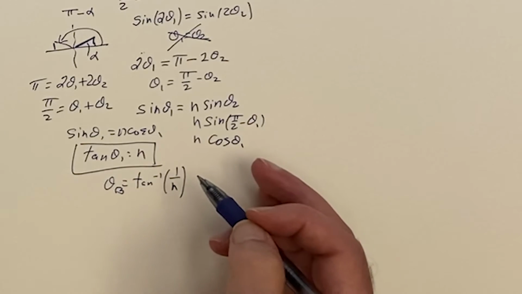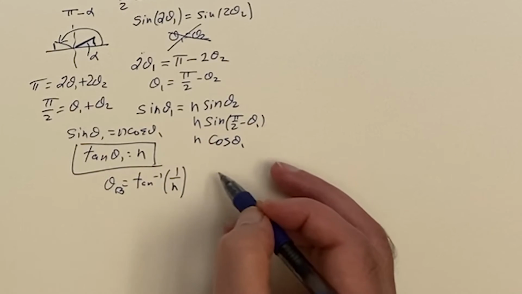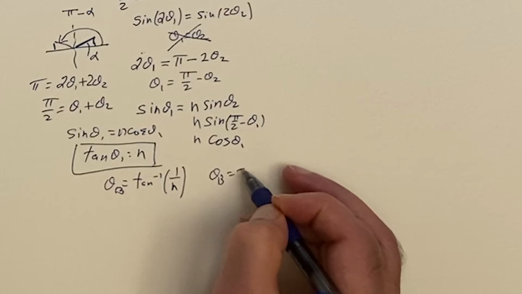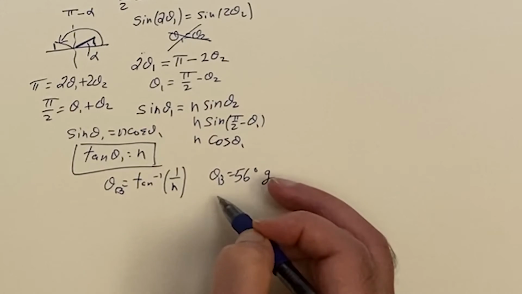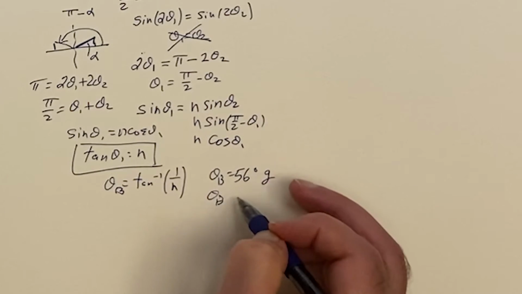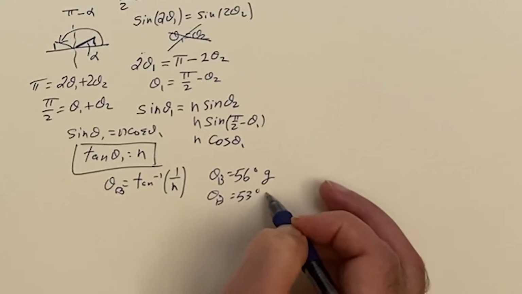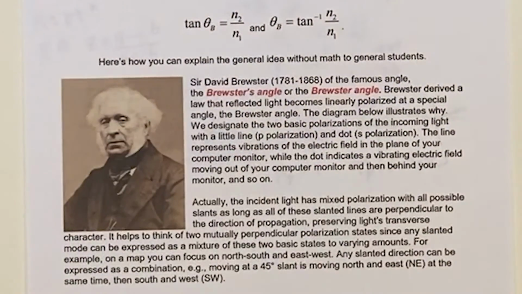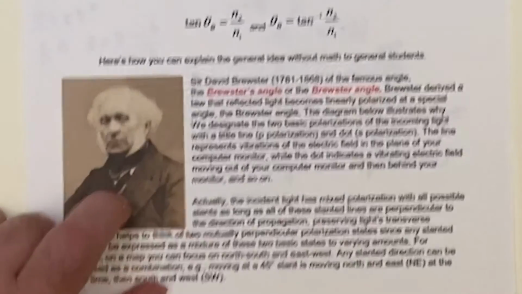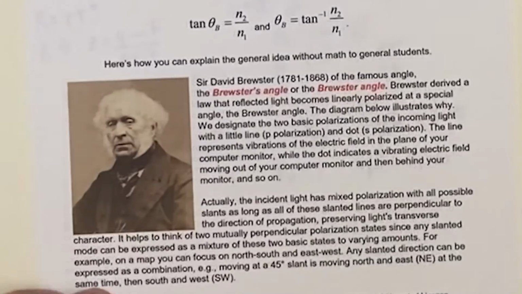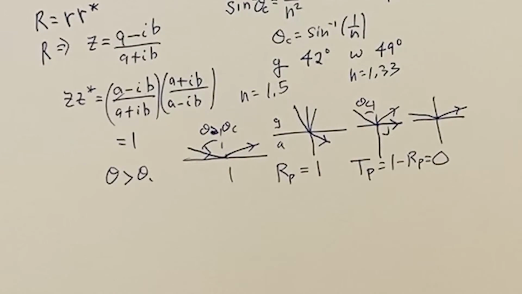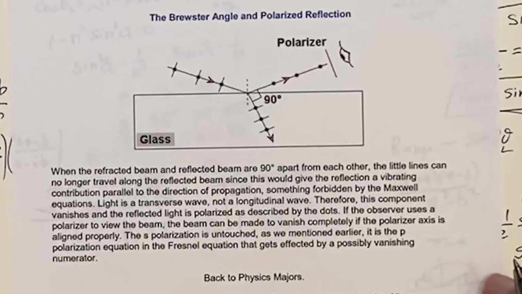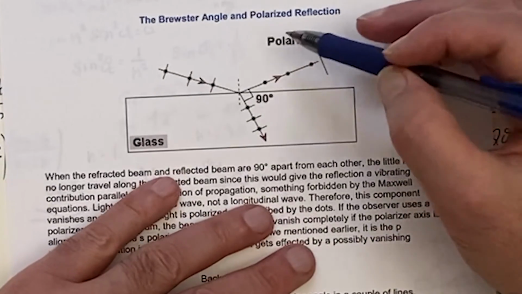And if you plug in for glass, you will get 56 degrees. And if you do it for water, you get 53 degrees, all right? And there is Brewster right there. The famous Brewster angle.